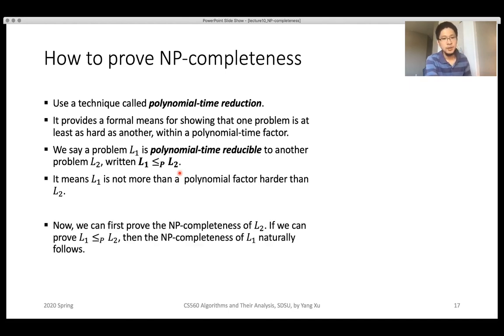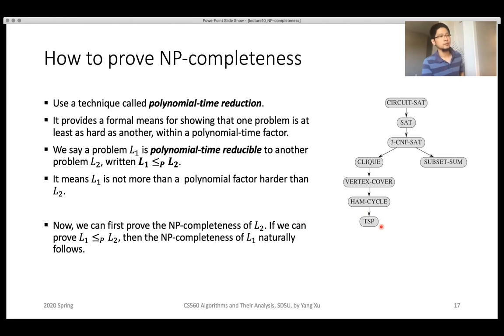So as long as we can show the NP-completeness of L2, and then we prove that L1 is polynomial time reducible to L2, then the NP-completeness of L1 naturally follows. Okay, so in practice, here we can reduce the traveling salesman problem to a Hamilton cycle, and then reduce it to the vertex cover, and to a clique, and to 3-CNF satisfiability, and then to a circuit, finally to the circuit satisfiability problem. So eventually, by reducing a certain type of problem to another type of problem that we already proved NP-complete, we can prove the NP-completeness for that problem.